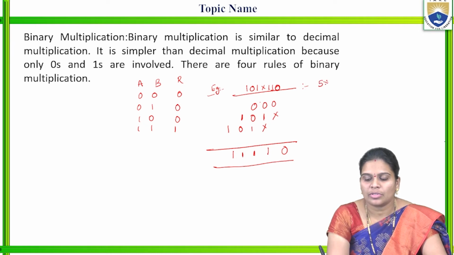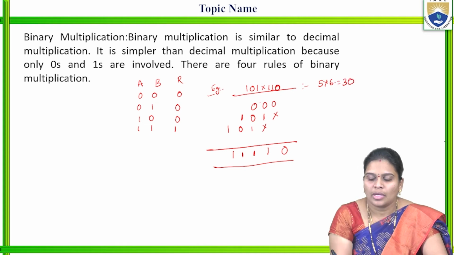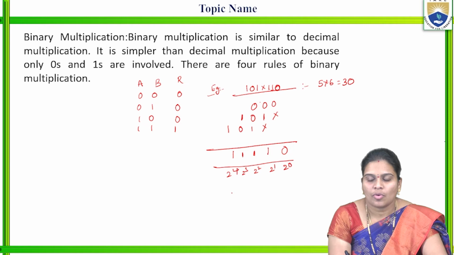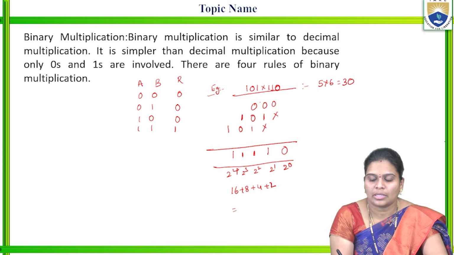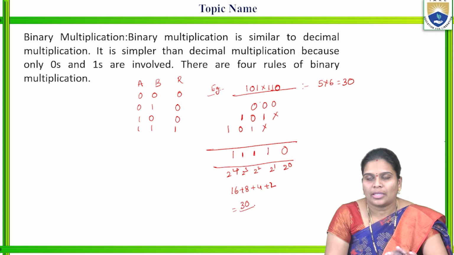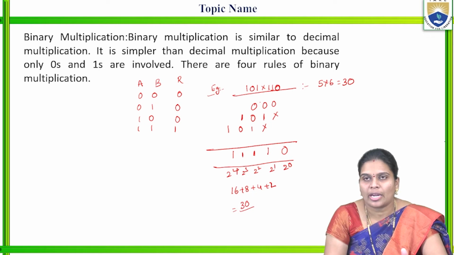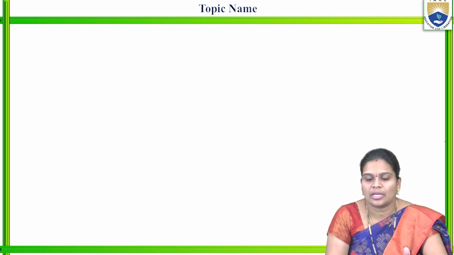So 5 times 6 is 30. Here 2 power 0, 2 power 1, 2 power 2, 2 power 3 and 2 power 4. 16 plus 8 plus 4 plus 1, 14 plus 16 is 30. So with either decimal multiplication or binary multiplication, we get the same resultant value.